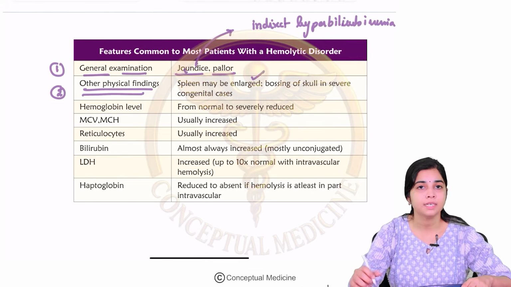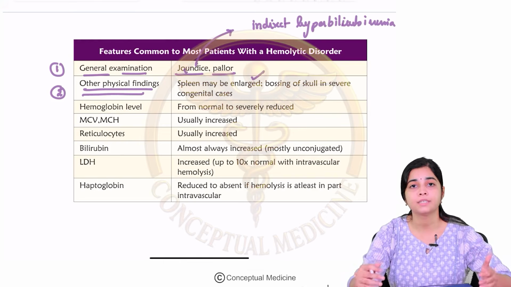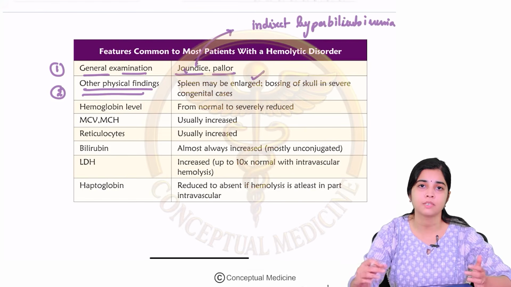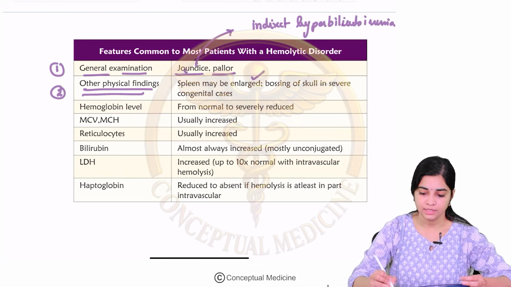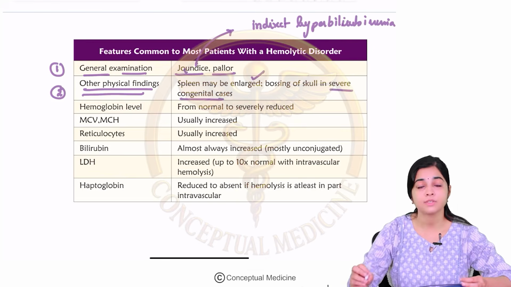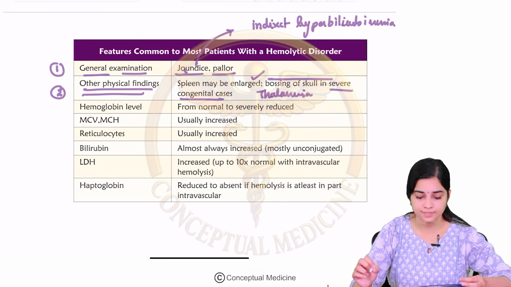We know that the spleen is the graveyard of the RBCs, and hence any hemolysis can result in a splenic enlargement, especially when it is an extravascular hemolysis. Hemolysis is happening in the extravascular spaces like the spleen. Then, in congenital or hereditary causes, especially thalassemia. In thalassemia, you can have bossing of the skull.